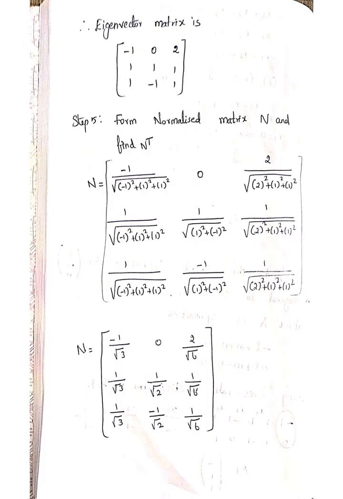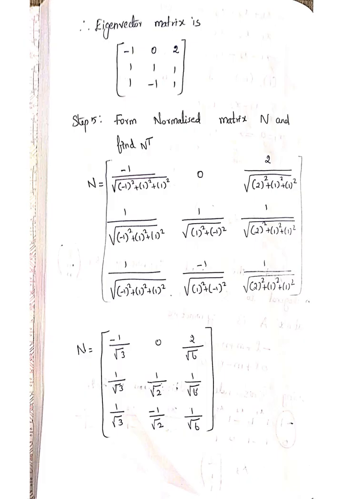Form the normalized matrix capital N and normalized matrix transpose. How to find the normalized matrices? From column 1, we have three elements: minus 1, 1, 1. To get the normalized matrix, from column 1, minus 1 divided by the root of the sum of the squares of the elements. We have three elements, right? Minus 1, 1, 1. So root of minus 1 square plus 1 square plus 1 square.